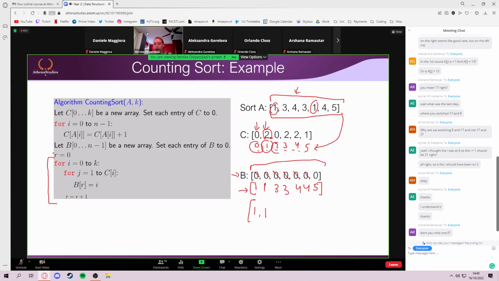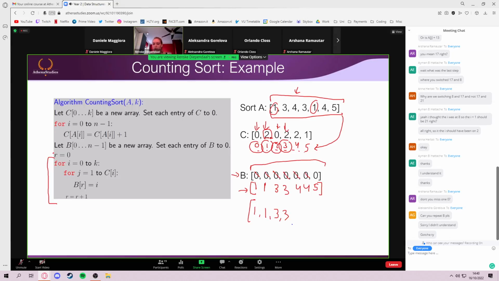So how many times do we need to put 2 in here? 0 times. How many times do we need to put the 3 in here? Well, 2 times. So now we move on and we put in the 3 times. Yeah, gotcha. All right. And then you have 2 4s and 1 5, basically. And then you have the sorted array.